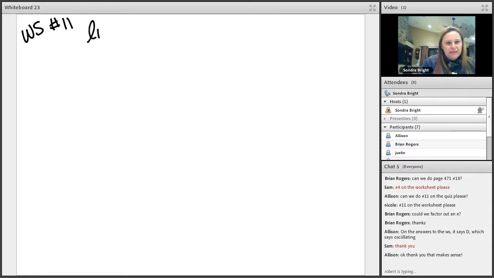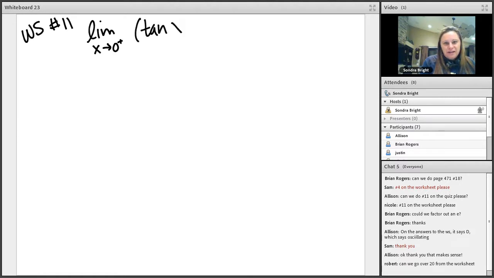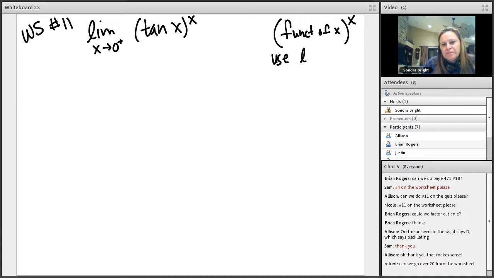Do you want to know the limit as x goes to 0 from the right of tangent of x to the x? Do you see that it is a function of x, and then raised to the power of x? That's when you need to use logarithms. You're going to do logarithmic differentiation, and then at the end our answer will be e to the whatever.